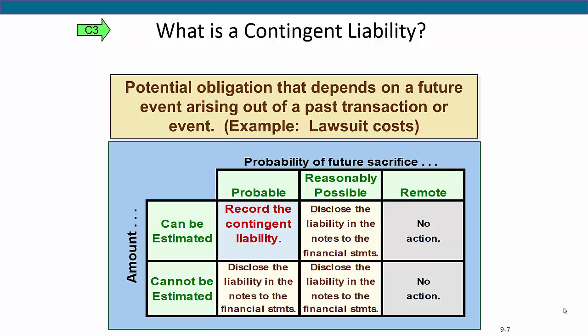It is 1, probable that we have a future sacrifice. 2, it is reasonably possible that we will have a future sacrifice. Or 3, there is only a remote probability of a future sacrifice. You can see that if we assess the probability as remote, no action is required by the accountant. When we assess the probability as reasonably possible, we must first disclose the contingent liability in the notes to the financials. And then finally, if the probability of a future sacrifice is probable, we will record a contingent liability in the amount of the sacrifice if it can be estimated. If we cannot estimate the amount involved, we must disclose a contingent liability in the notes to the financial statements.